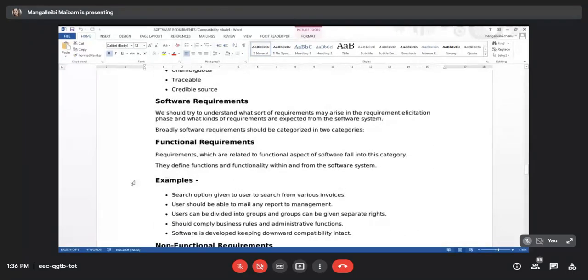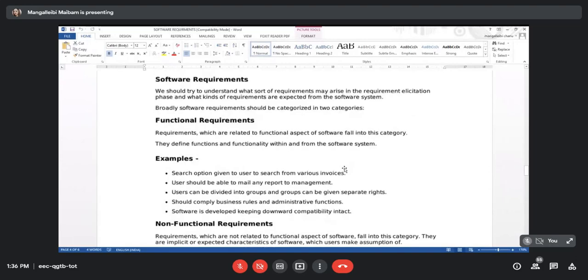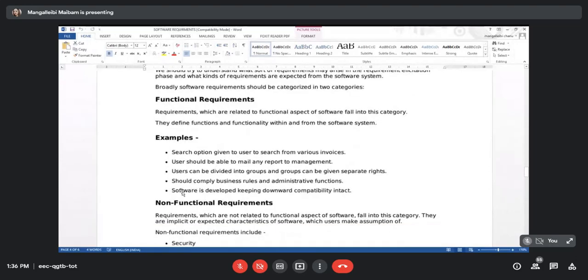What is a functional requirement? These are the requirements which are related to the functional aspects of the software. That means they should define the functions and functionality within and from the software system. Examples are also given here for your understanding. You can give a search option to the user to search among various invoices, like this. Some functionality is directly given so that the user can interact with the system. That kind of requirement is known as functional requirements.